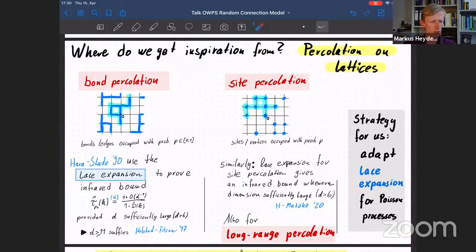I should also maybe mention only briefly that for long-range percolation, at least, there is some recent progress by Tom Hutchcroft with completely different methods, even though they are not that completely different. So certain ideas which now follow, like bootstrap arguments, are also instrumental in his work. But that's really very recent, and it's not quite optimal yet. But at least this is for all dimensions. So the strategy for us is now to adapt this lace expansion for the Poisson case and to do things in the continuum, and in particular deal with these special effects of point processes.